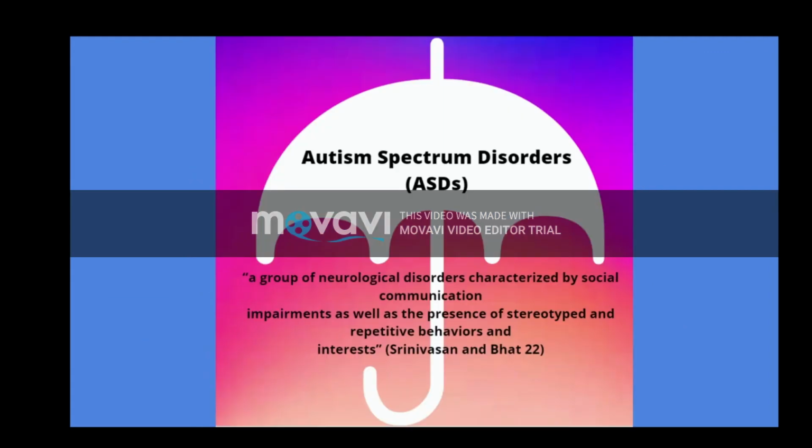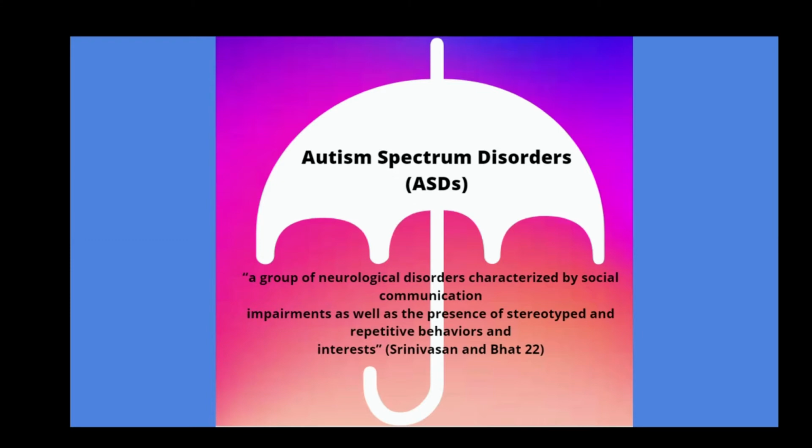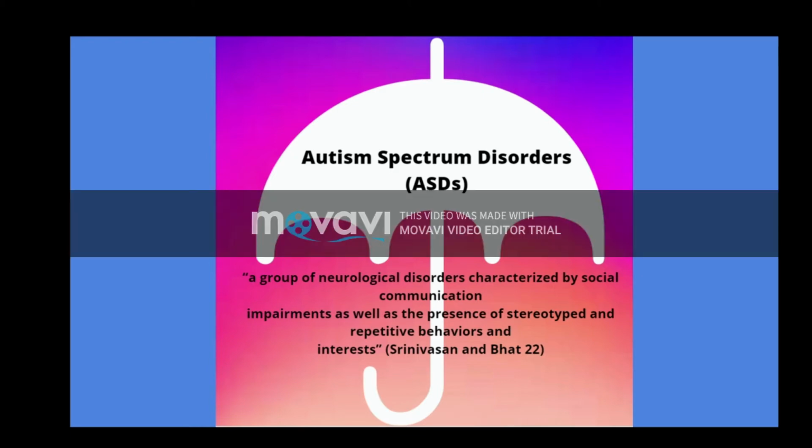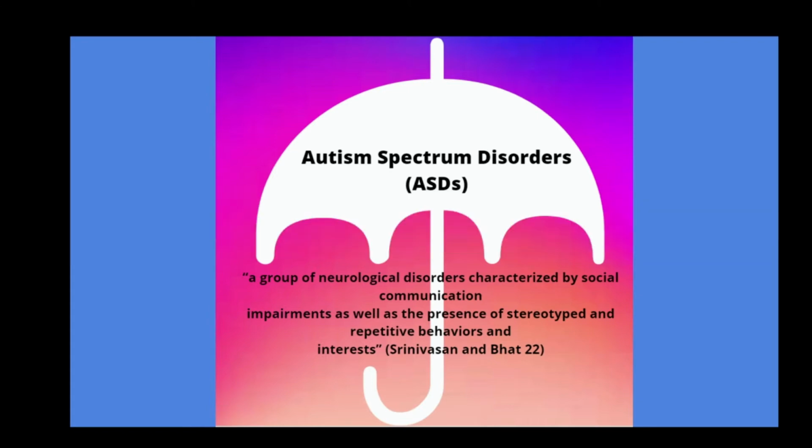Autism has a wide range of severity, which falls under the umbrella of autism spectrum disorders, which affect social skills and behavior. The disorders can be defined as a group of neurological disorders characterized by social communication impairments as well as the presence of stereotyped and repetitive behaviors and interests. One in every 88 children are diagnosed with autism spectrum disorder.